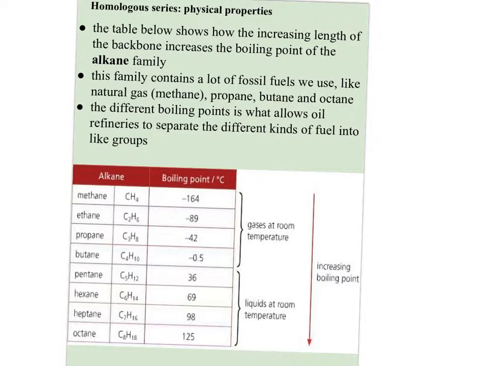So this family, the alkanes, are mostly what we think of as the fossil fuels. And this is a big deal that the boiling points vary so nicely because this is how oil refineries separate the different kinds of fuels into groups. They simply boil it off. Those big, huge distillation towers you see, they're boiling it off and collecting things at their different boiling points.